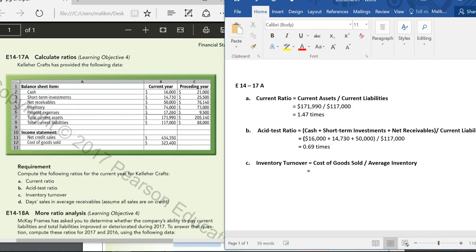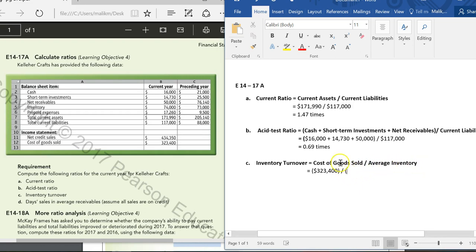So let's check the cost of goods sold. The cost of goods sold is given here. For the current year, it's 323,400. Now you need to divide it by the average inventory. I can put the average inventory within brackets so that you can separate it and the chance of making mistakes will be lower. For the bottom part, I'm using another bracket to calculate the average inventory.